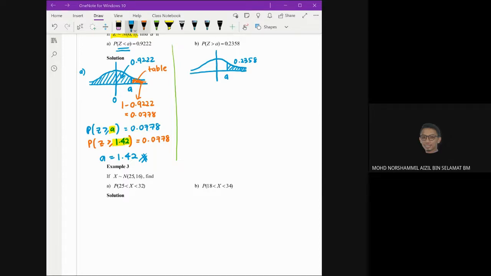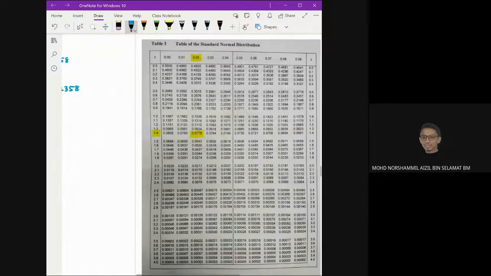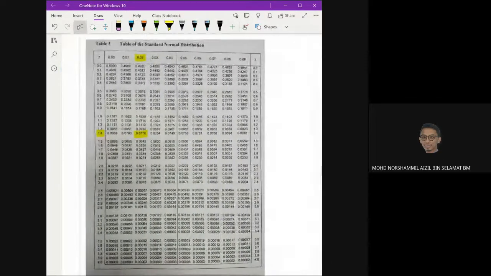Coincidentally, part B is easier compared to part A, right? We should have done part B first. Actually, from the table itself, we can get Z greater than A equals 0.2358. Take a look at your table: 0.2358.